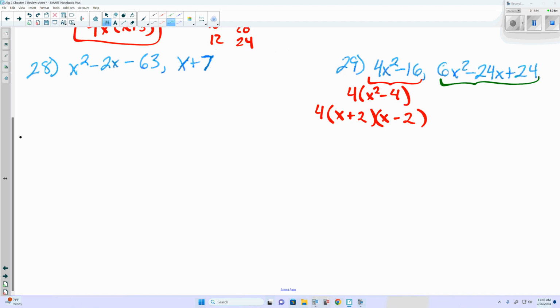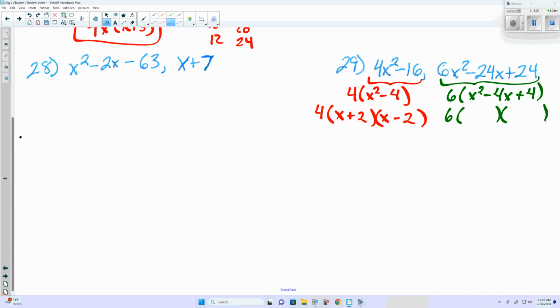Let's look at the other one. 6x squared minus 24x plus 24. Is there a greatest common factor between these three terms? 6. And if we factor it out, divide it out of each term, we're left with 6 times x squared minus 4x plus 4.